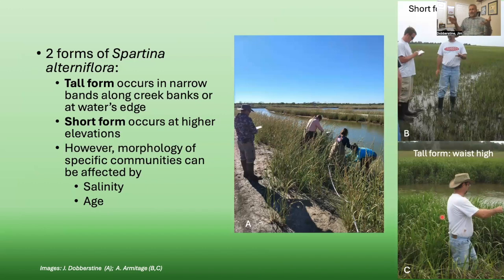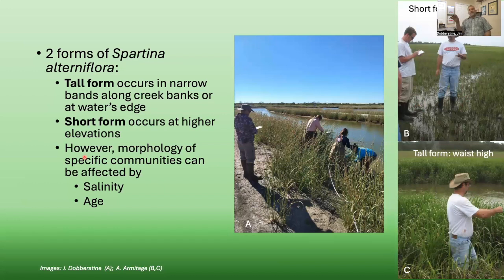And I know in some of the freshwater environments that I work in, I've had some of these plants, especially early in their growth pattern, we'll talk about that here in a second, that have been taller than some of the students I've had out actually doing the survey work with me. So the short form tends to occur at higher elevations and tends to occur in saltier environments. So here in image B, you can see the short form here, and you can see how short that is.